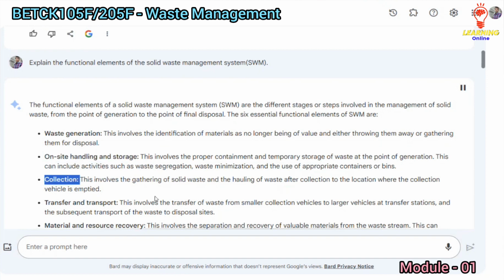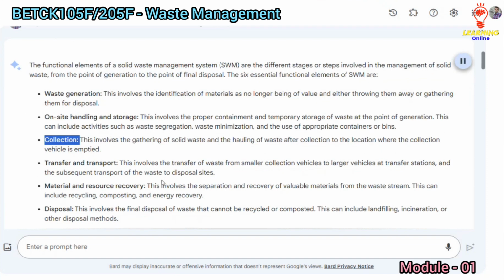Collection. This involves the gathering of solid waste and the hauling of waste after collection to the location where the collection vehicle is emptied. Transfer and transport. This involves the transfer of waste from smaller collection vehicles to larger vehicles at transfer stations, and the subsequent transport of the waste to disposal sites.